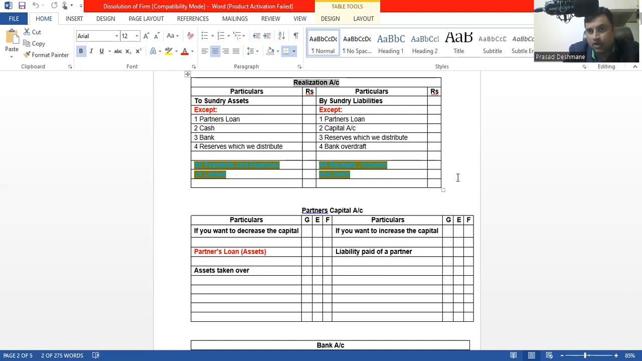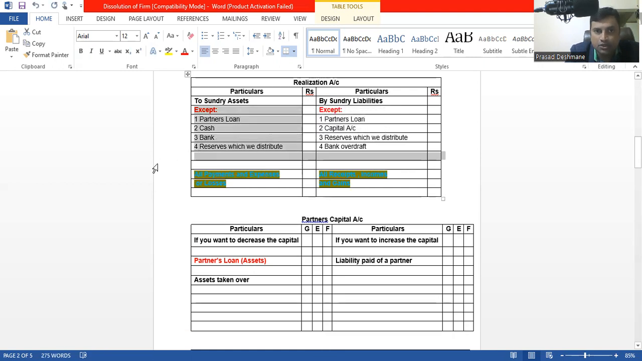And under the realization account, what is the procedure? First, we record all the assets over here under the heading 'To Sundry Assets'. Because we do not have the balance sheet in the dissolution, that's why we record all the assets in the realization account on the debit side under the heading of sundry assets. All, but there are 4 exceptions. What are the exceptions? Read this.